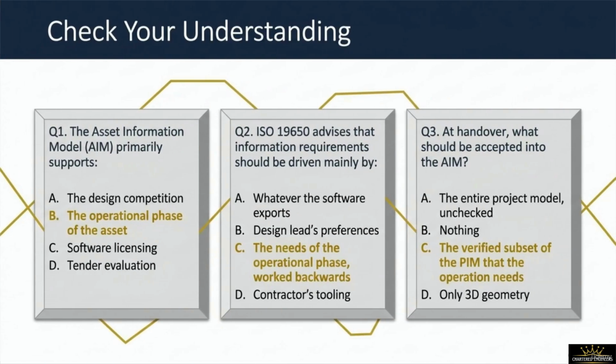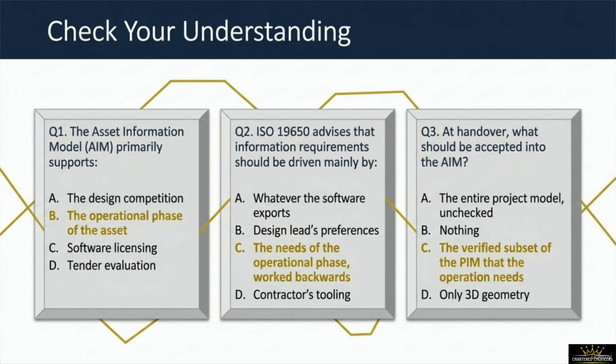Let's close this session with 3 quick questions to check your understanding of today's concepts. Question 1. The Asset Information Model, or AIM, primarily supports which phase? The choices are the design competition, the operational phase of the asset, software licensing, or tender evaluation. The correct answer is B, the operational phase of the asset, because the AIM is designed specifically to support long-term operations.